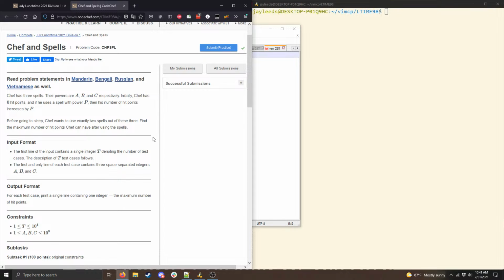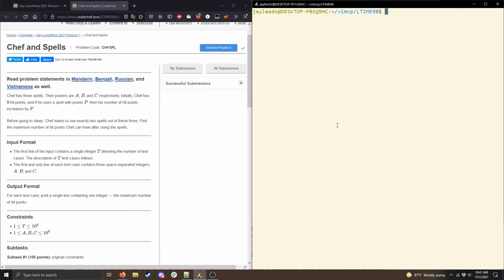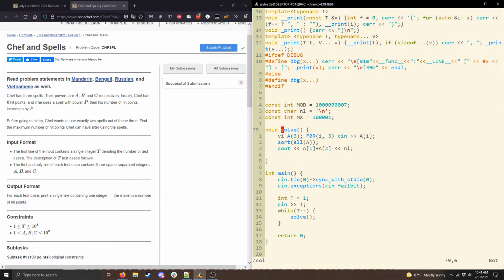Because obviously, if you're trying to maximize your number of points, you're going to use the 2 most powerful spells. So the code is pretty short. The way I do this particularly concisely is I just read in A, B, and C as a vector of length 3. I sort it, and now A of 0 is the smallest value, and then A of 1 and A of 2 are the larger 2, and so I print out A of 1 plus A of 2. Should be pretty straightforward.